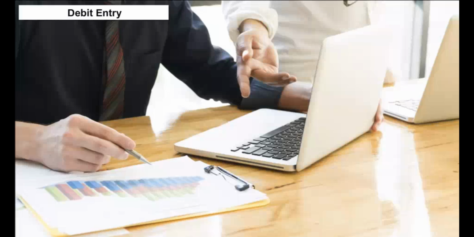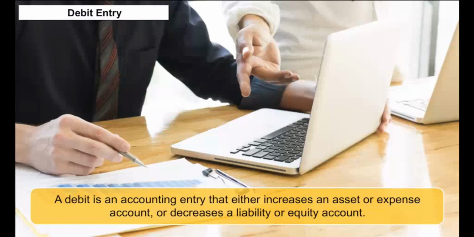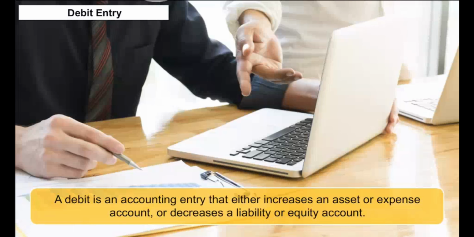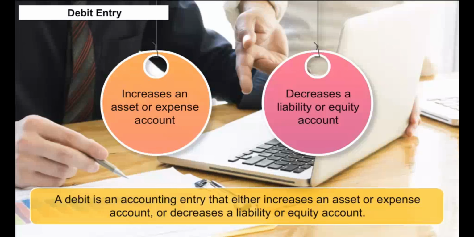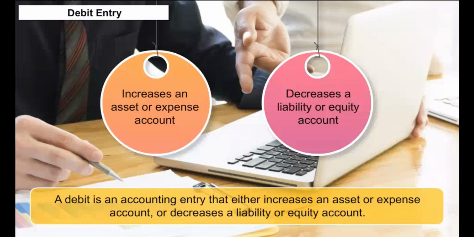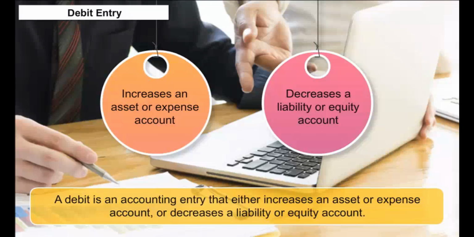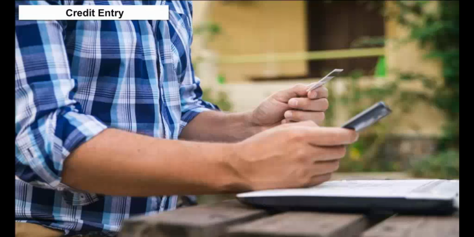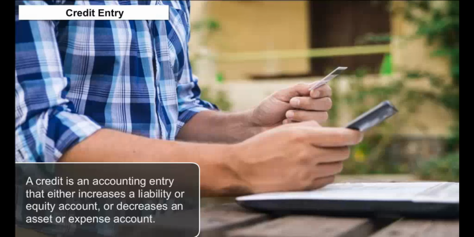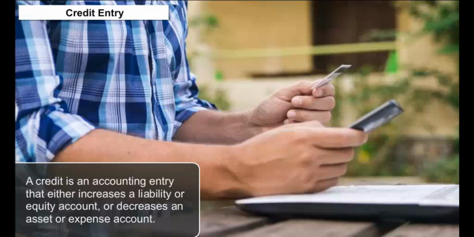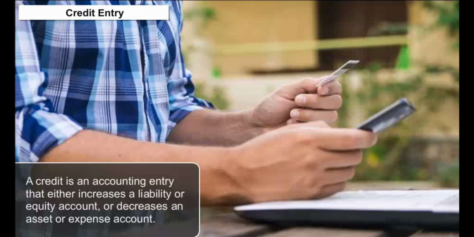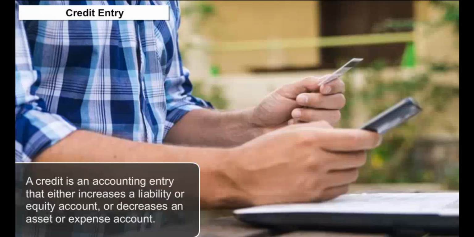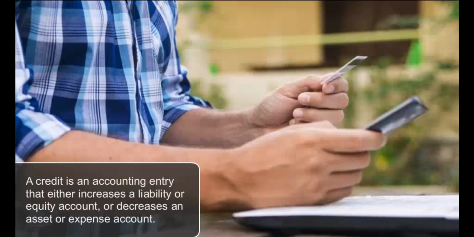Debit entry. A debit is an accounting entry that either increases an asset or expense account or decreases a liability or equity account. It is positioned to the left in an accounting entry. Credit entry. A credit is an accounting entry that either increases a liability or equity account or decreases an asset or expense account. It is positioned to the right in an accounting entry.